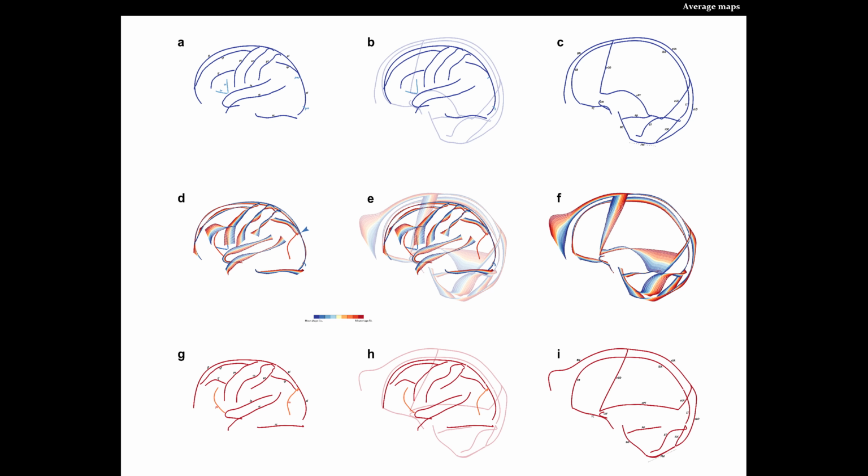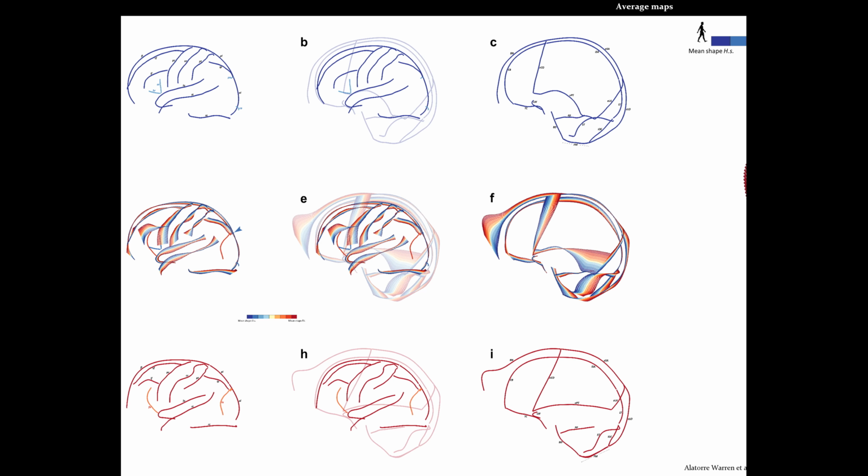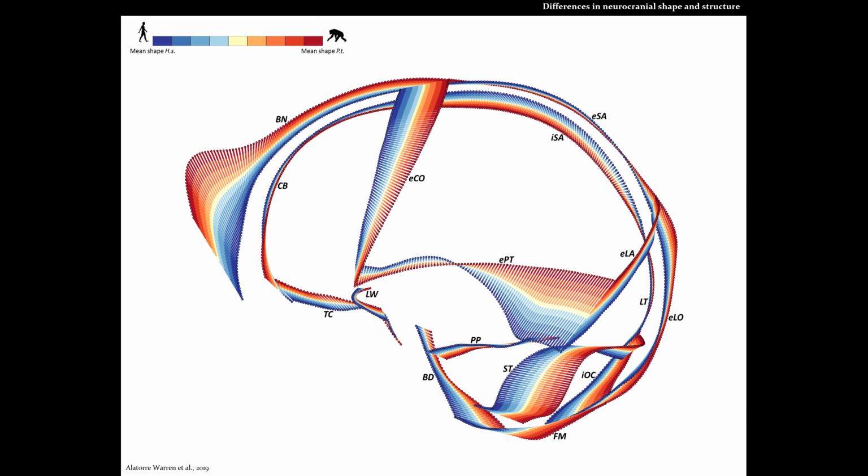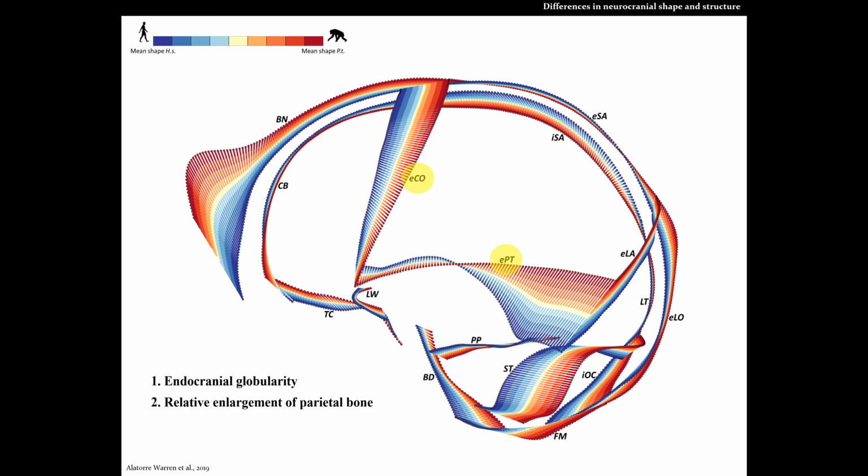Okay, let's look at these comparisons in detail. This is the difference between the human and chimpanzee average neurocrania. The first thing we see is that the human brain case is much more globular, especially the endocranial cavity. Second, we see that humans have relatively larger parietal bones. And third, we see what we have known for more than a century, that there was an anterior displacement of the foramen magnum, reflecting that we are obligate bipedals.